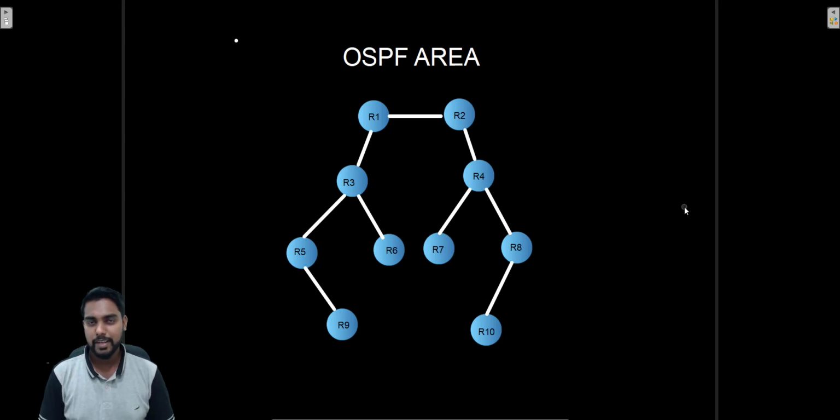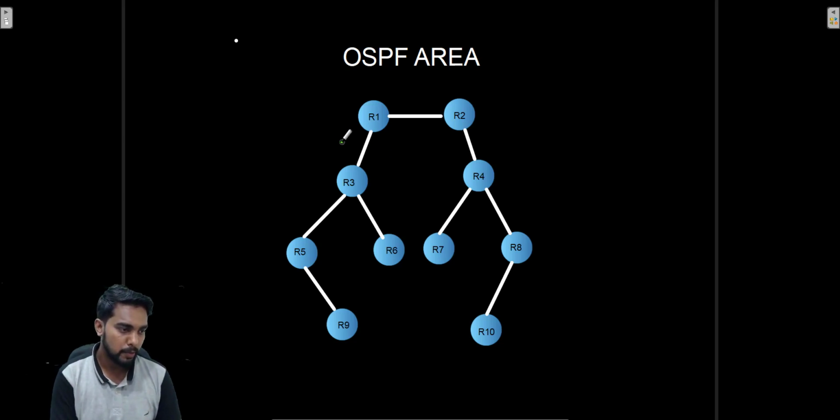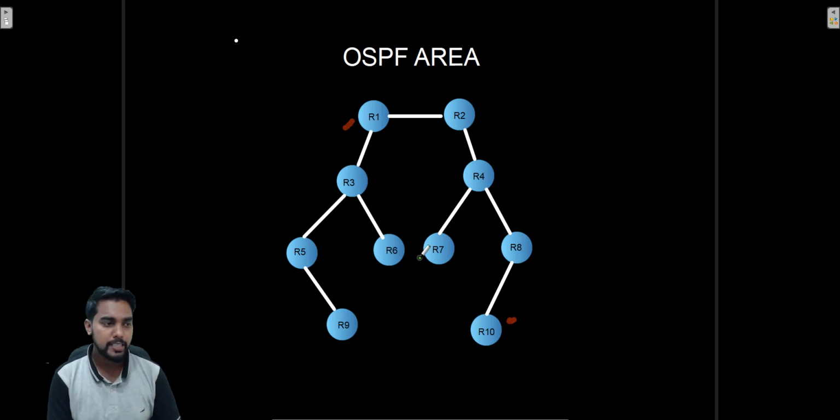So in this video, I will talk about areas. Areas, to be more specific, OSPF areas. So let's begin. I will explain the concept of areas with the help of this small network right behind me. This is a small network with router number 1 until router number 10.